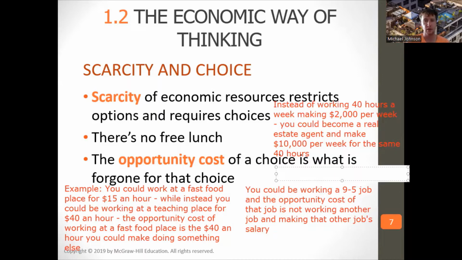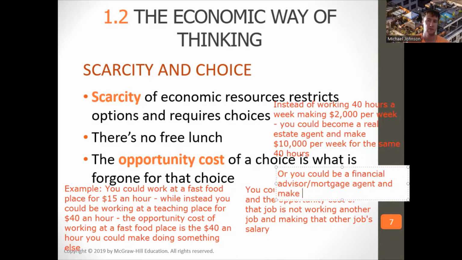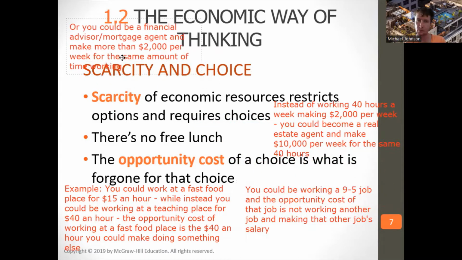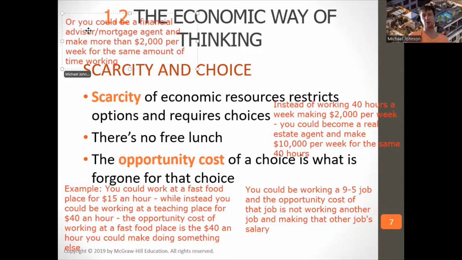Can anyone think of other examples of that? So yeah, you could also be a financial advisor or mortgage agent, and make more than $2,000 per week for the same amount of time working. So looking at opportunity costs is very important in terms of work. You could be making, let's say, $2,000 in one place for 40 hours, while you could be making $10,000 a week for the same 40 hours, because you're doing something else. So looking at the opportunity costs of your time is very important.